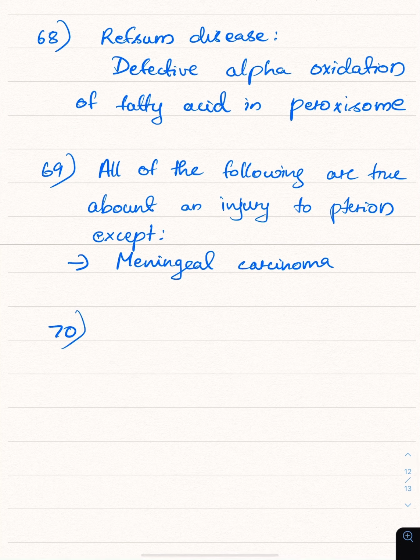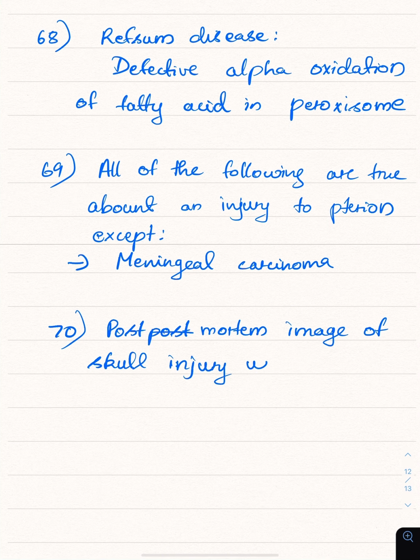Next question was a postmortem image of a skull. An injured skull was shown, and it was asked what type of hemorrhage is it, like what is seen. So the answer was subdural hematoma.